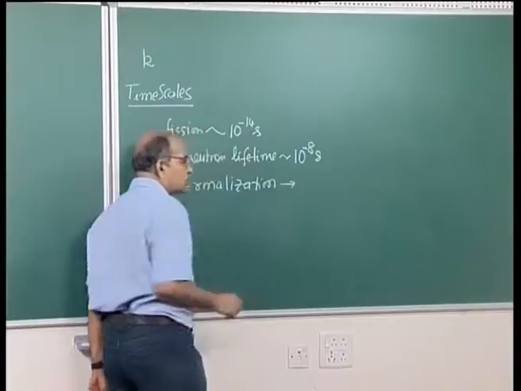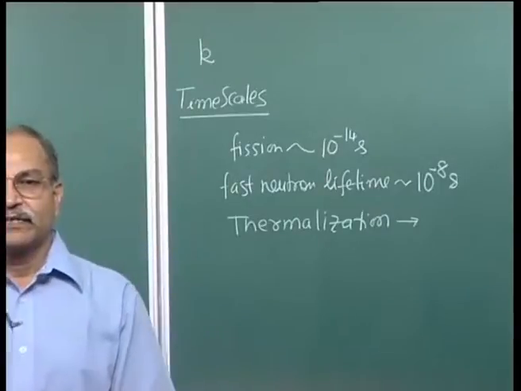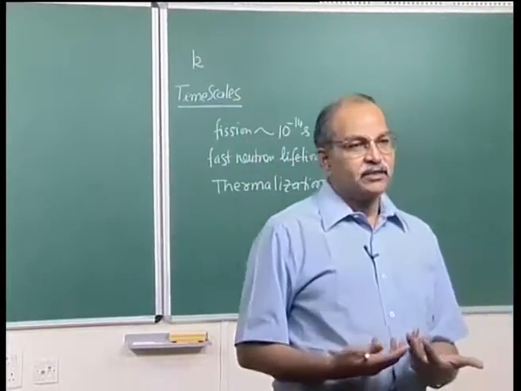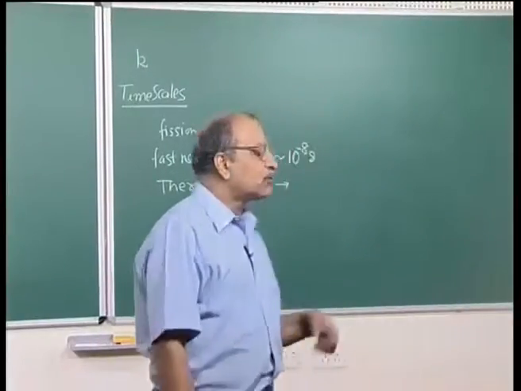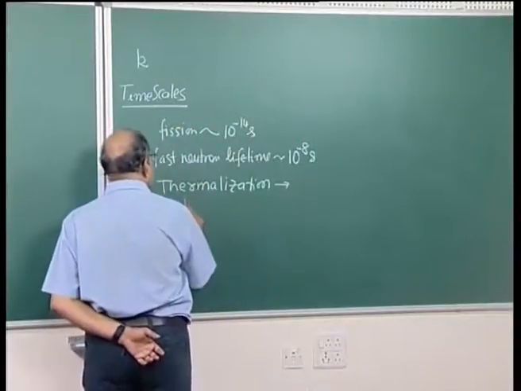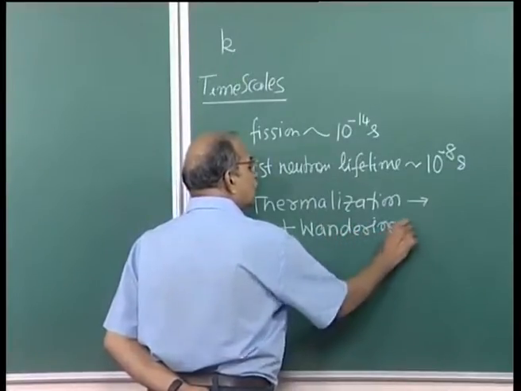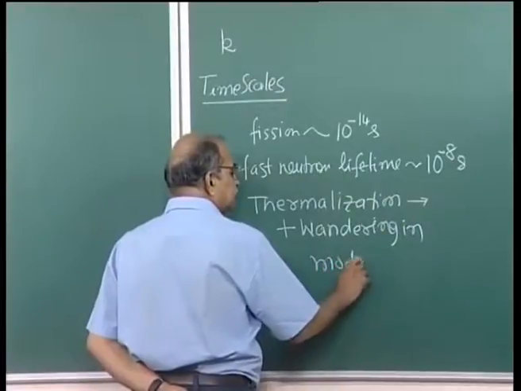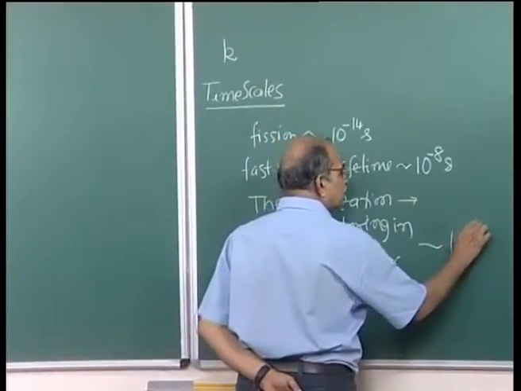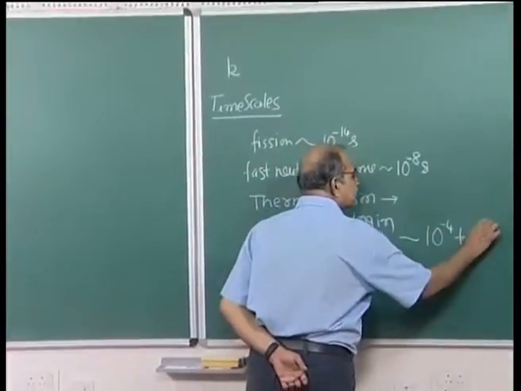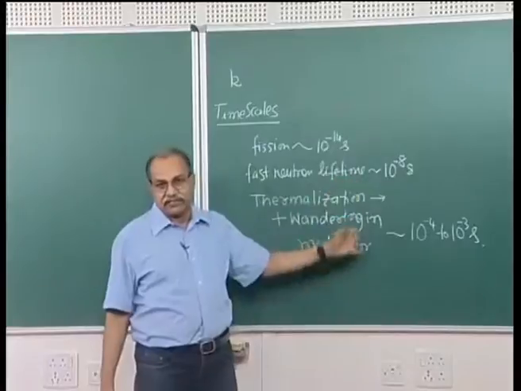And not only that, after thermalization also the slow neutrons keep moving in the moderator volume here and there, scattering from the moderator material. So, that time before they really get into the fuel rod, that wandering time, if you add that also, wandering in moderator, that is something like say 10 to the power minus 4 to 10 to the power minus 3 seconds, less than a millisecond. So, that is the largest time in all these.